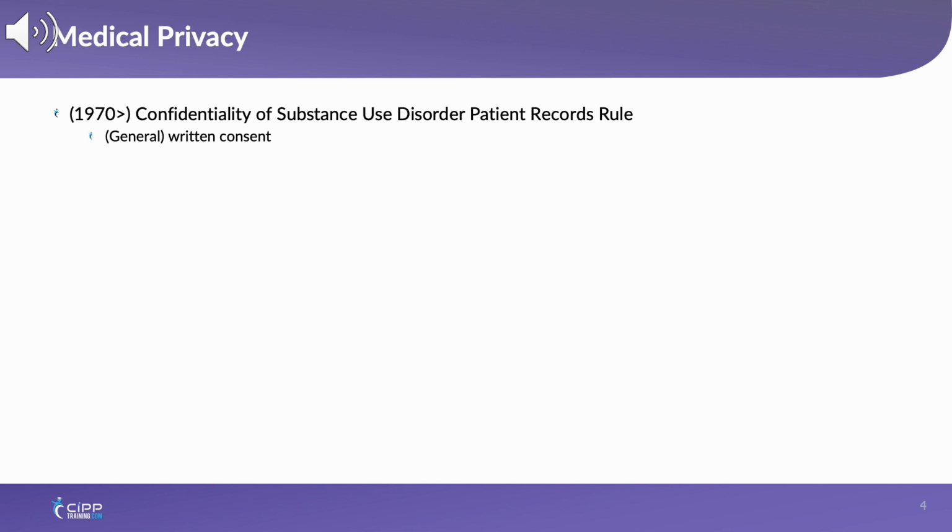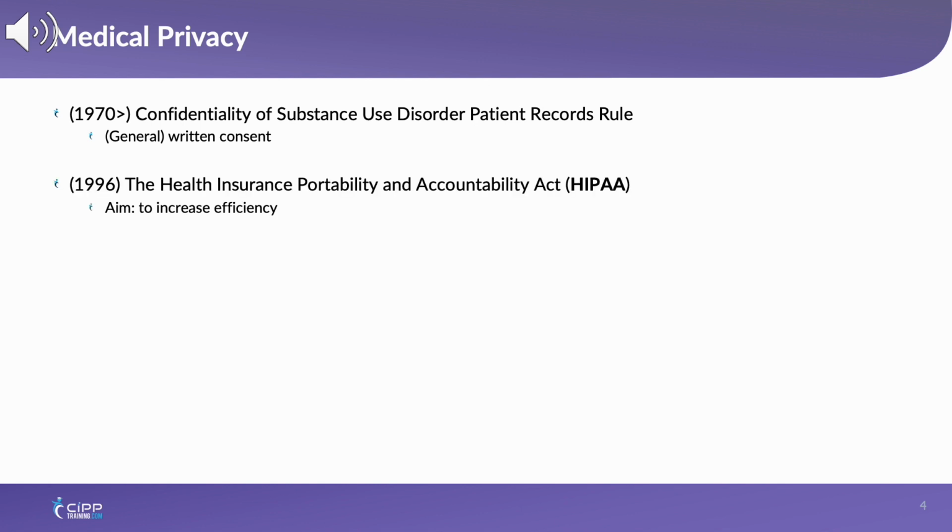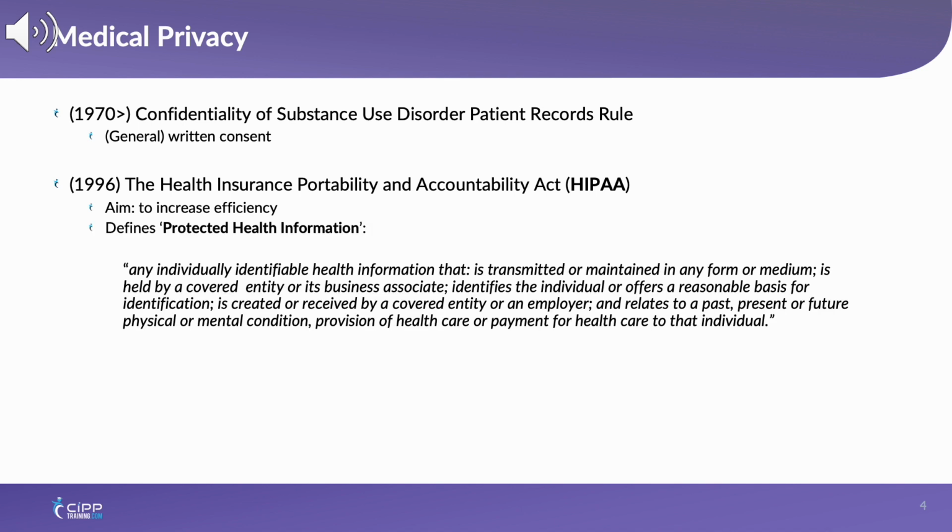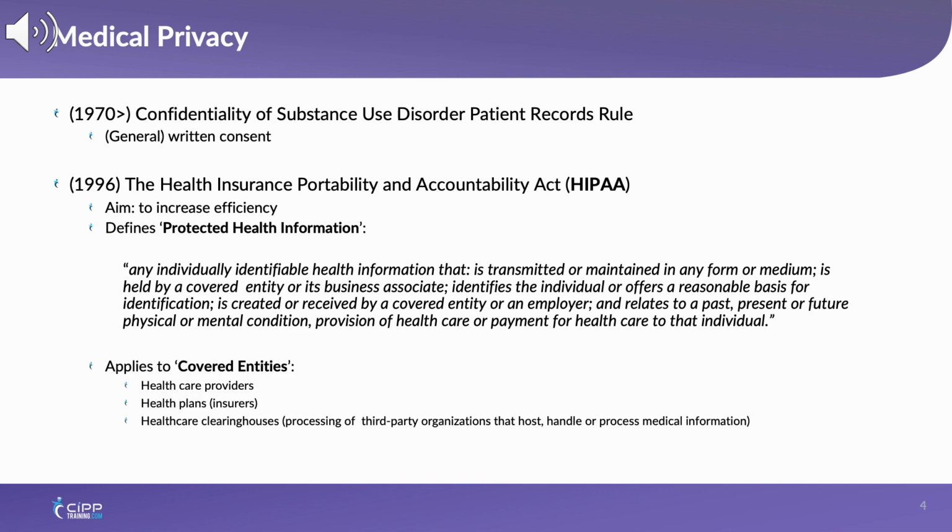To increase the efficiency of electronic healthcare payments, the Health Insurance Portability and Accountability Act was adopted. HIPAA defines protected health information. Covered entities to which HIPAA applies are healthcare providers like hospitals that conduct certain transactions in electronic form, insurers, and healthcare clearinghouses. It is important to understand that HIPAA applies to these covered entities, but not to other healthcare providers and services.